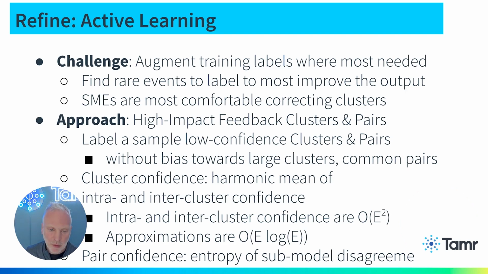So an efficient approximation of cluster confidence, and then we're able to use that confidence to highlight or to identify those cases where the model isn't able to produce a confident result, a confident classification of match or non-match, and present those to the subject matter expert for labeling. For pair confidence, we can just use the entropy of the submodel disagreement on that particular pair, and we can prioritize active learning labels to present to the subject matter expert based on that pair confidence.